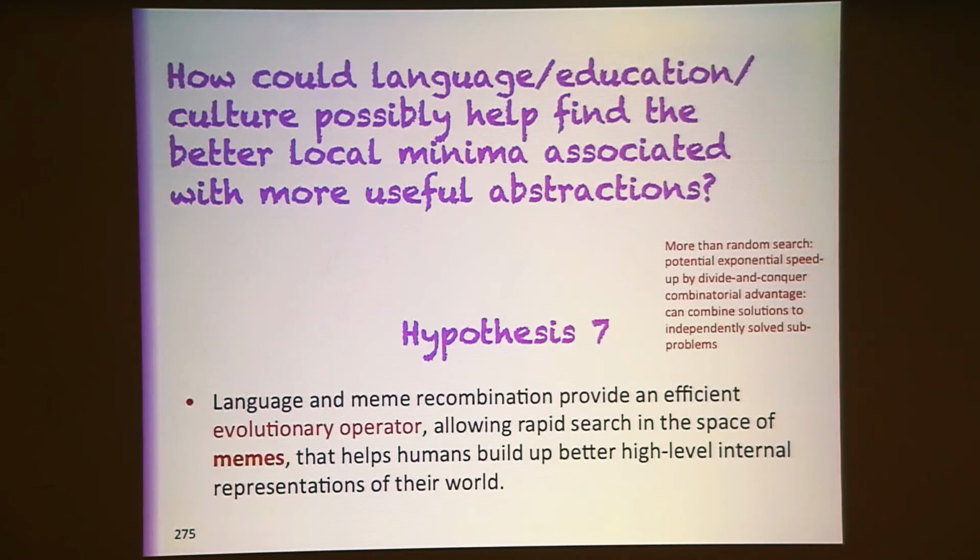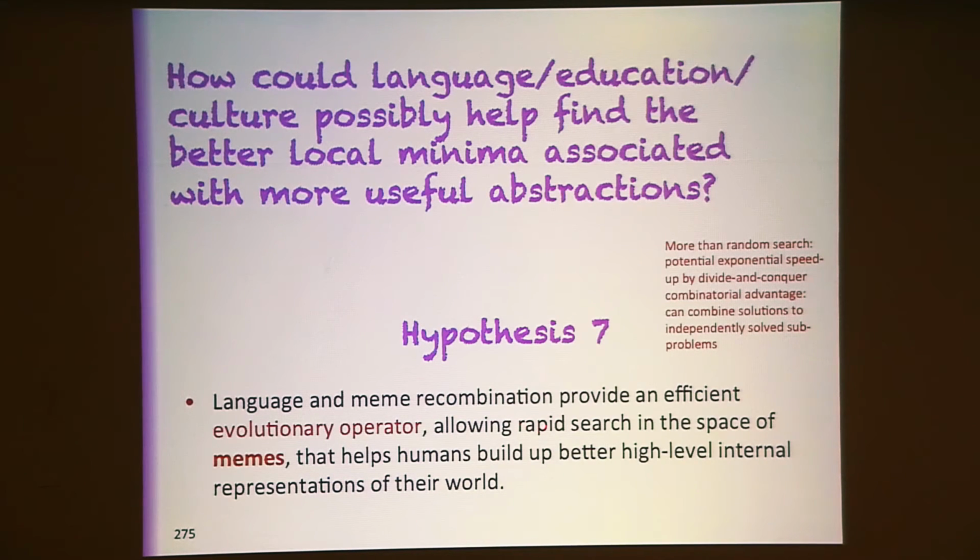And so that's the idea of cultural evolution, and many researchers and scientists have been thinking about this for decades, starting with Dawkins with his Selfish Gene book in the 70s. And so the last hypothesis I want to propose is that language and meme recombination provide an efficient evolutionary operator. So the memes are basically ideas, things we can communicate, and basically are the pieces of knowledge that go from one brain to another brain and then can go to another brain and so on.